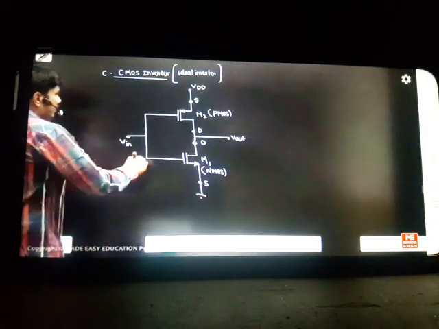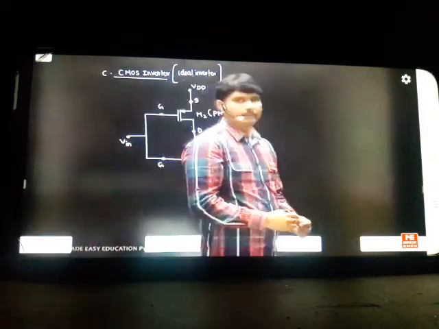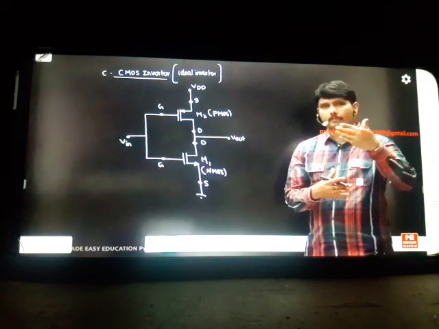Carefully understand the trick here. This is gate. This is gate. This is also gate. If you correctly see, it's a package of two MOSFETs. It's just a package of two MOSFETs. One is an NMOS, one is a PMOS. PMOS should be kept at the top, NMOS should be kept at the bottom.